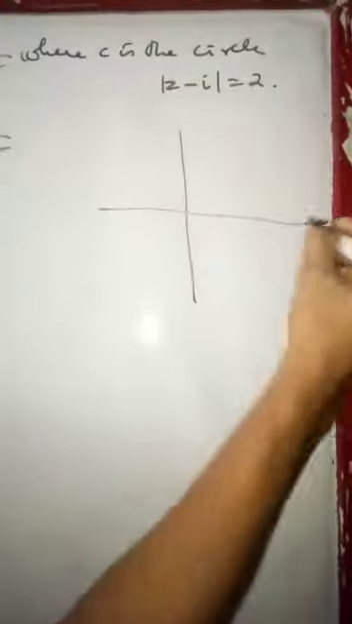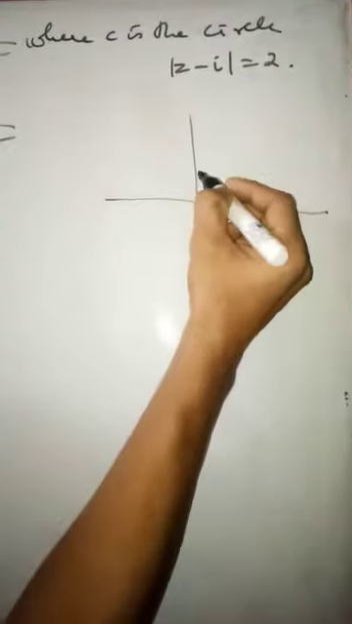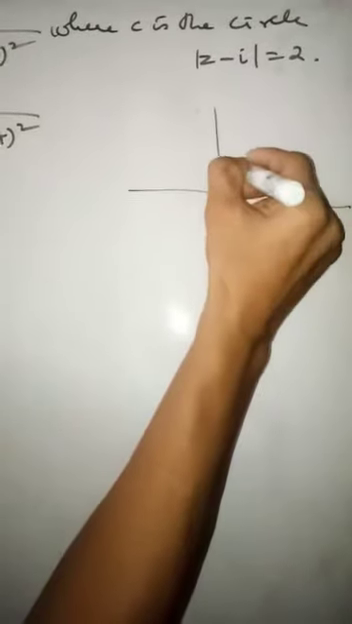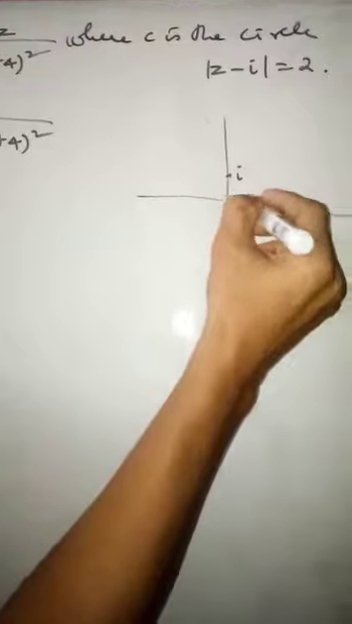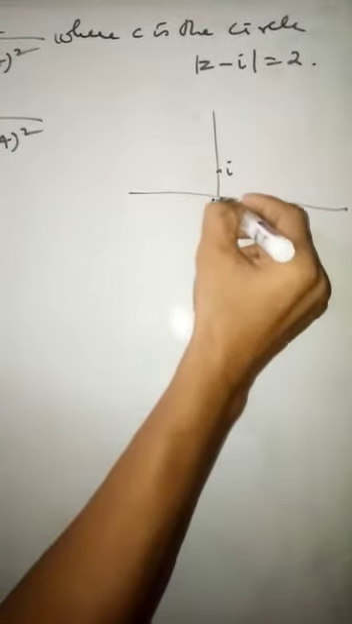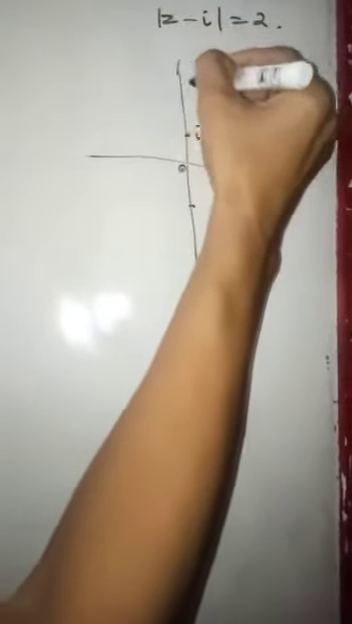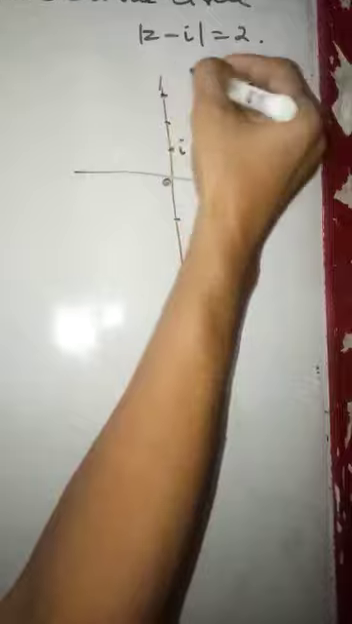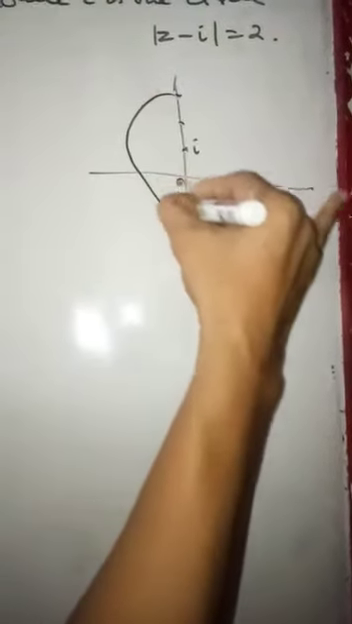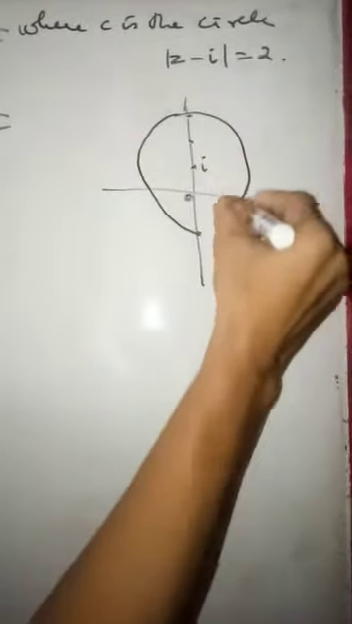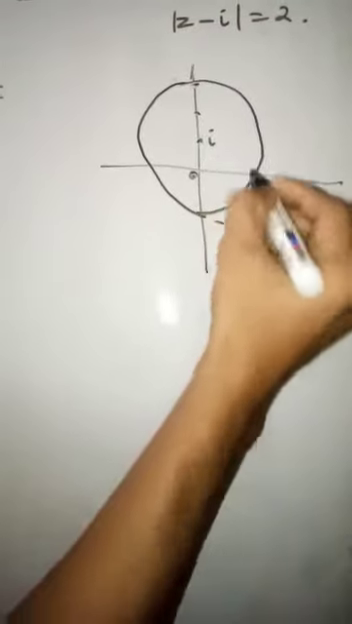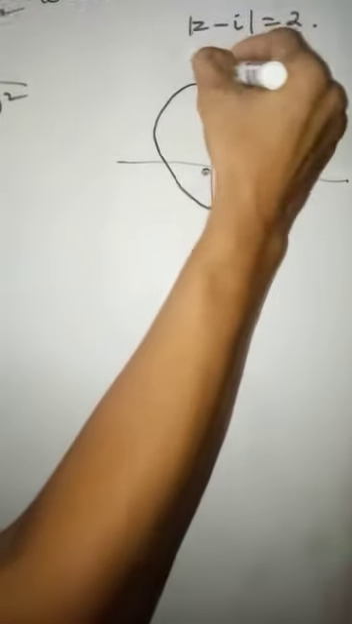Now first you draw one rough figure for the given circle. What is the center here? i will be somewhere here. Radius is 2. So from this point you have to take radius 2. So it will touch at minus i here. Radius 2 means above it will touch at 3i. You draw one rough circle. So this is minus i, 2i, 3i.